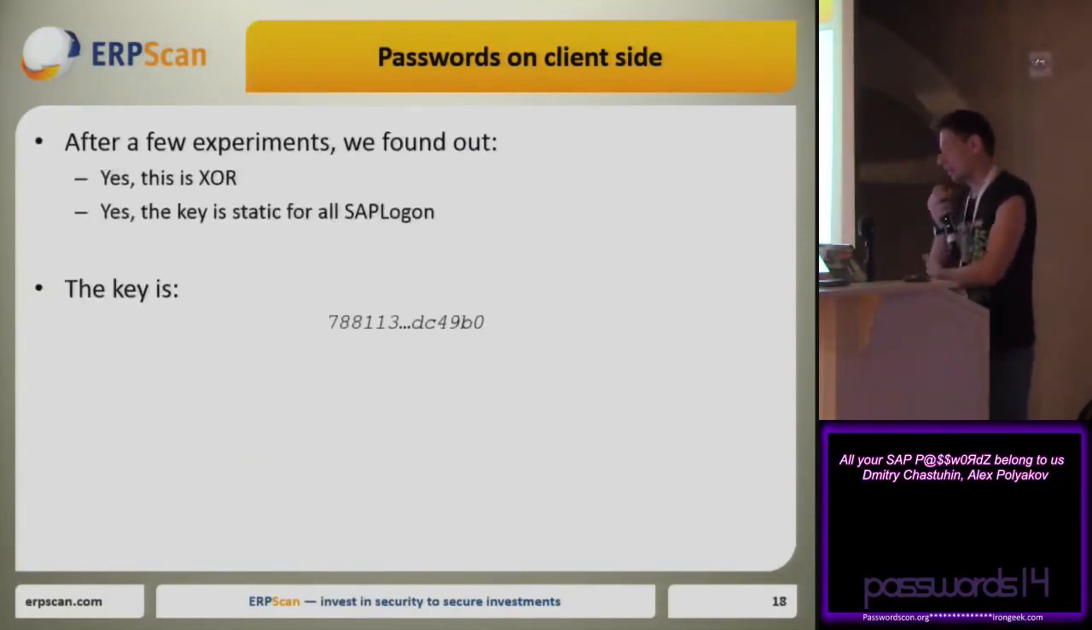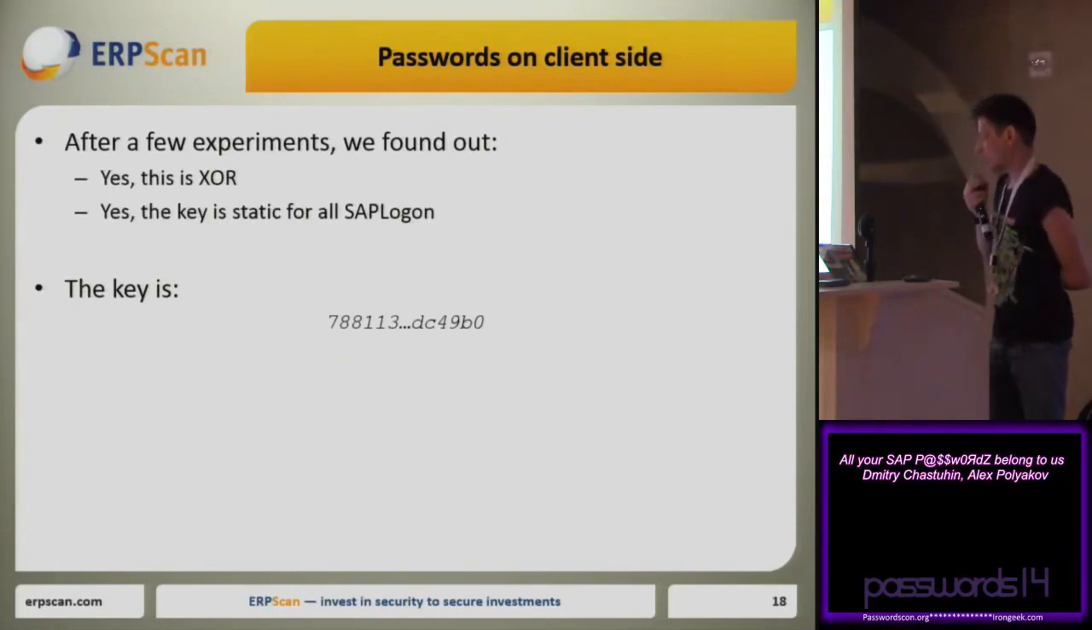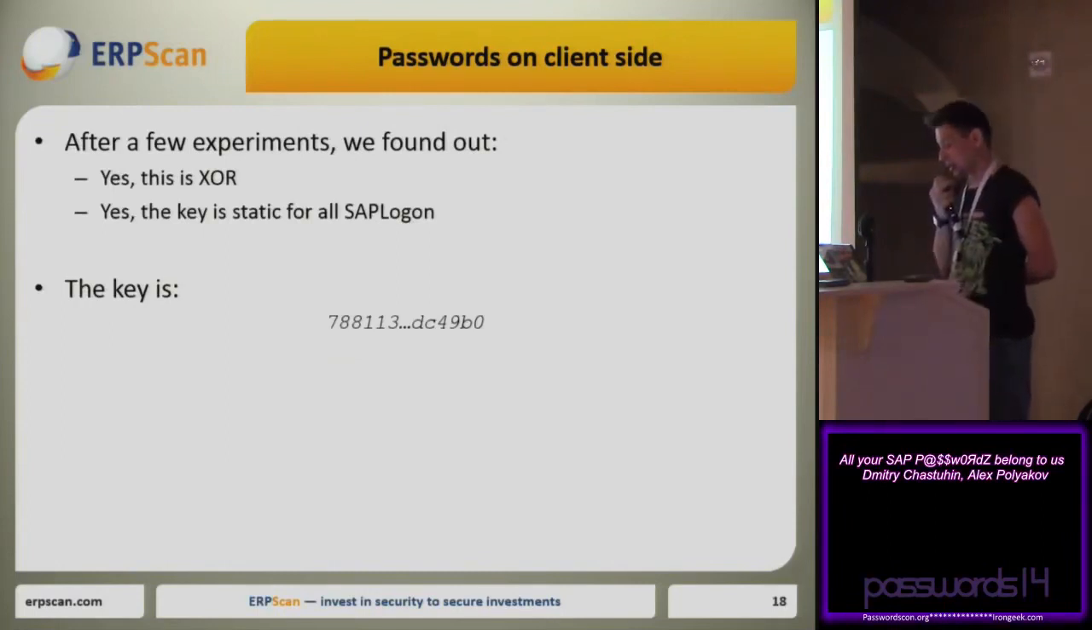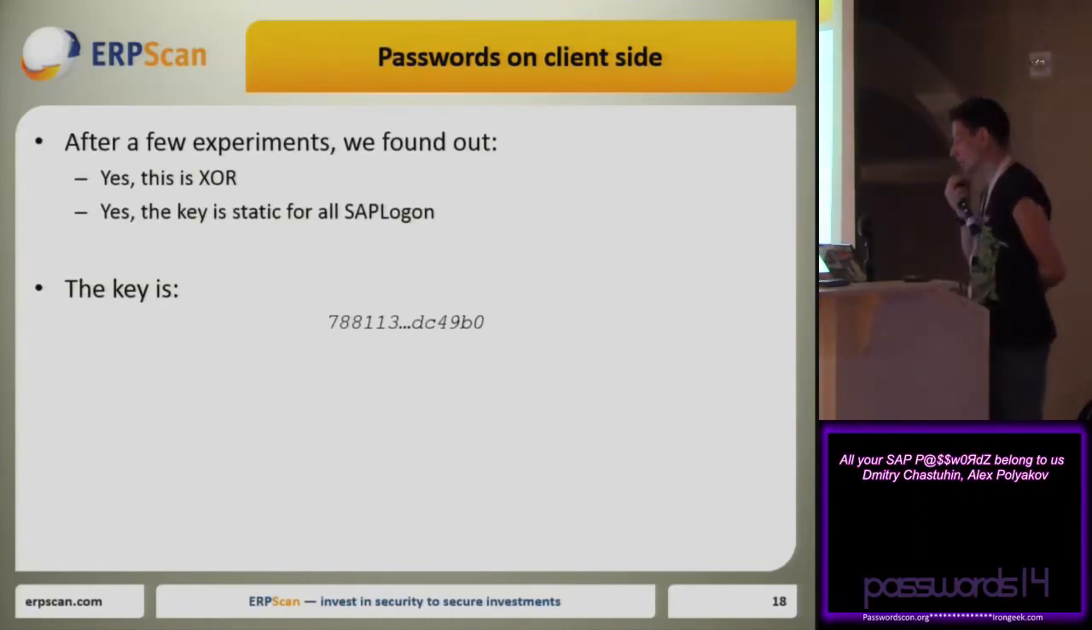And after that, as you know, we can easily get the key. We checked this key on different versions of SAP GUI and understood the key is static and equal for all SAP GUI installations. The key starts with 788, and on this slide and the next slide I will not publish the encryption keys because we have some agreements with the SAP company.